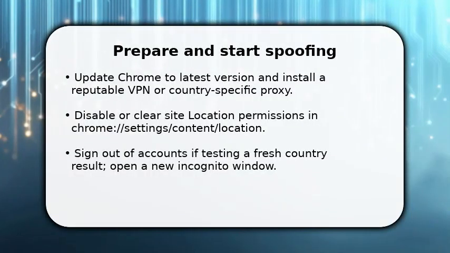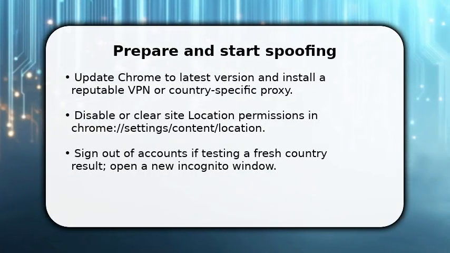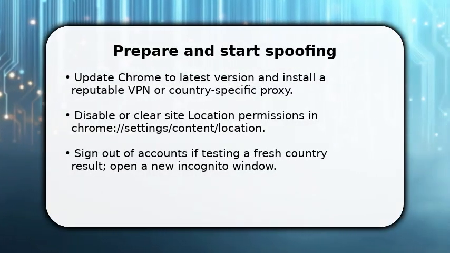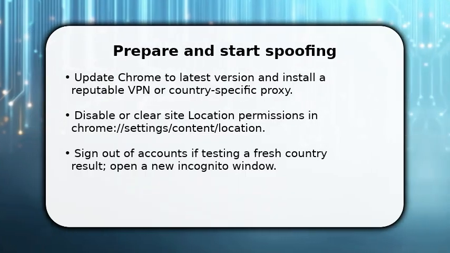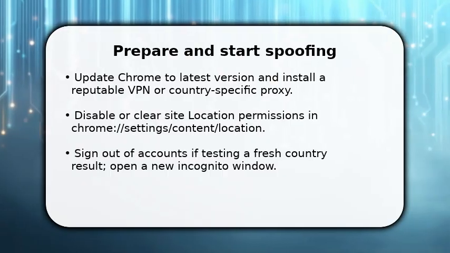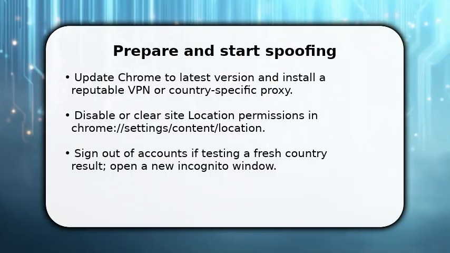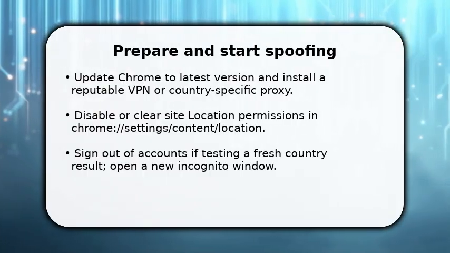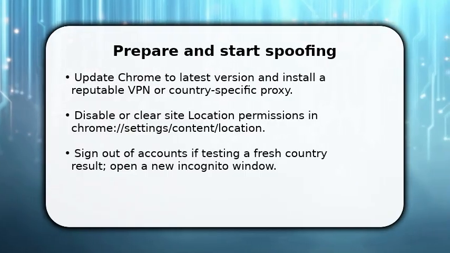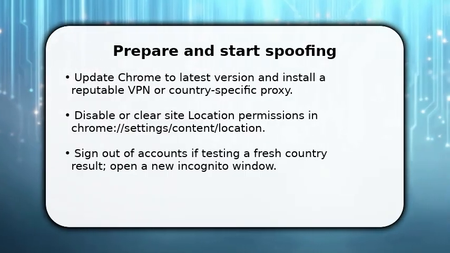You begin by preparing the environment. Install and connect a VPN set to the target country, because IP location usually controls content. Once connected, clear Chrome site location permissions and disable automatic sharing so sites can't read your real GPS. Make sure Chrome is updated and use an incognito window to avoid cached signals.